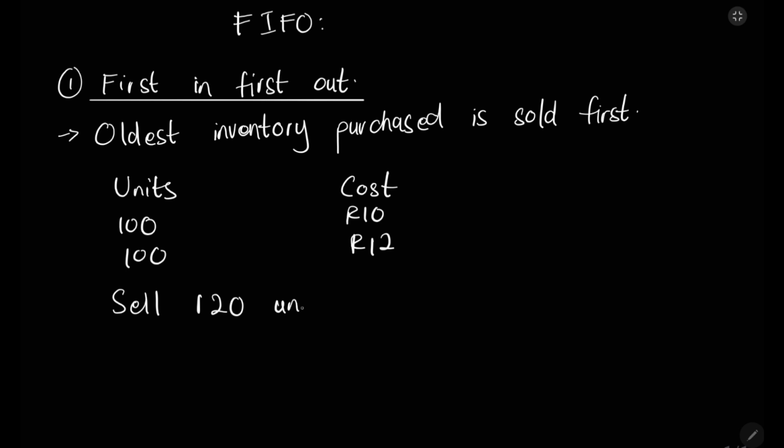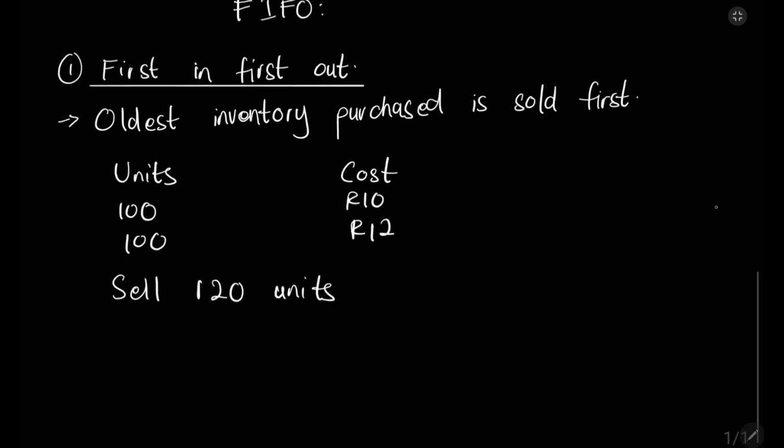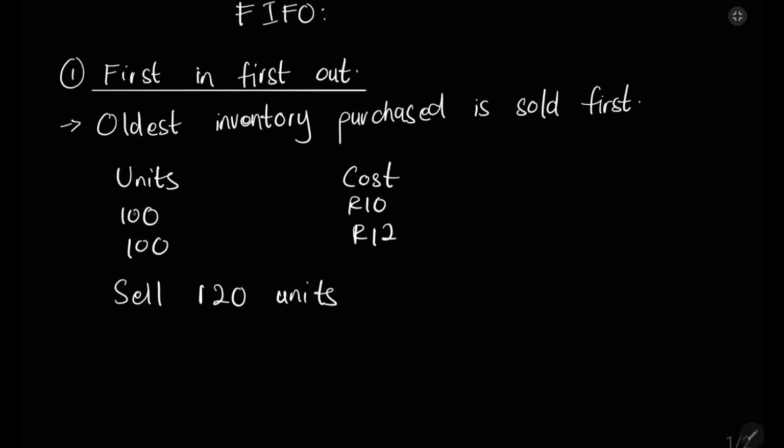120 units. Okay, so the first 100 units come from this first batch. Okay, and the next come from, let's say, this one. The first, we have 120 units.